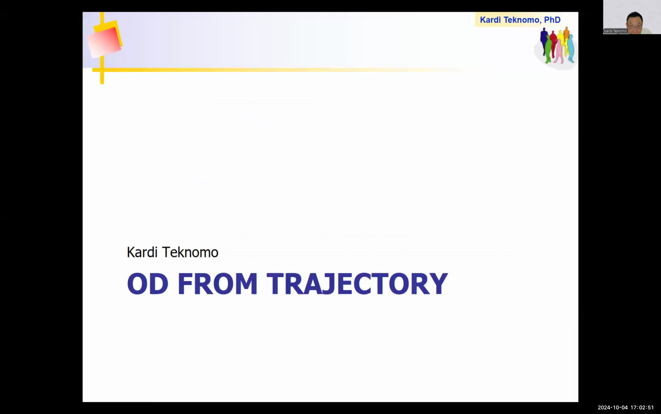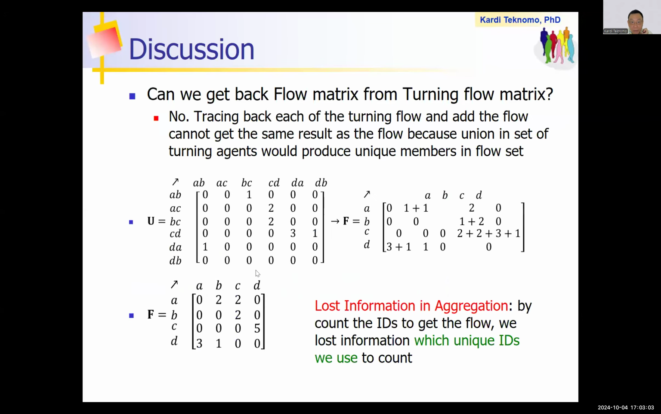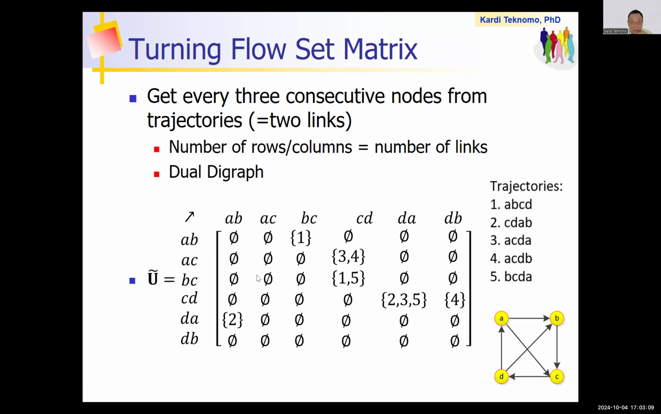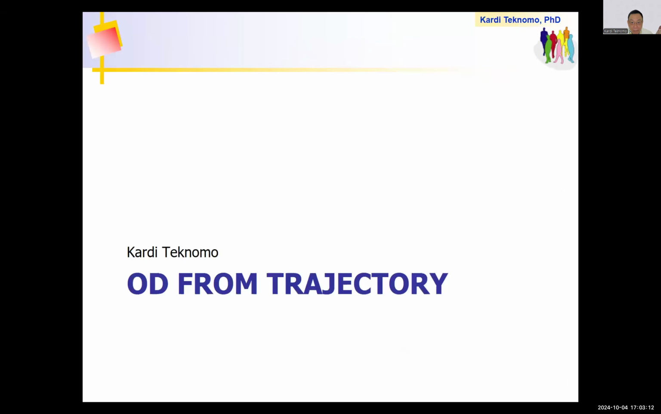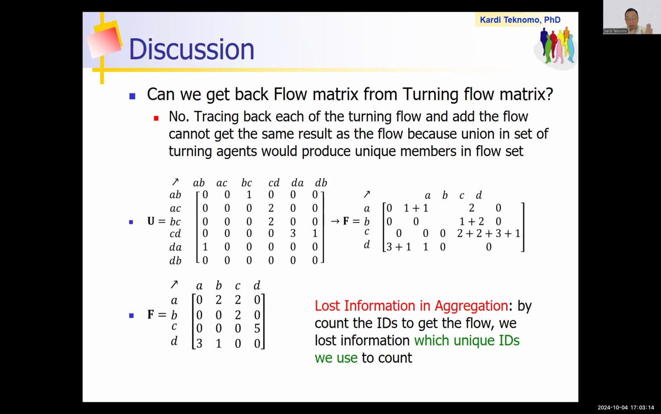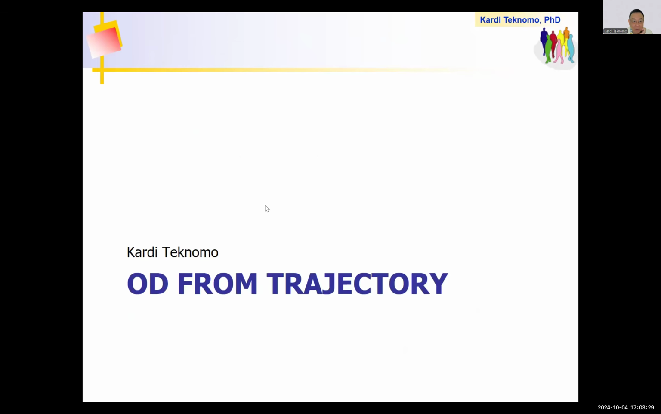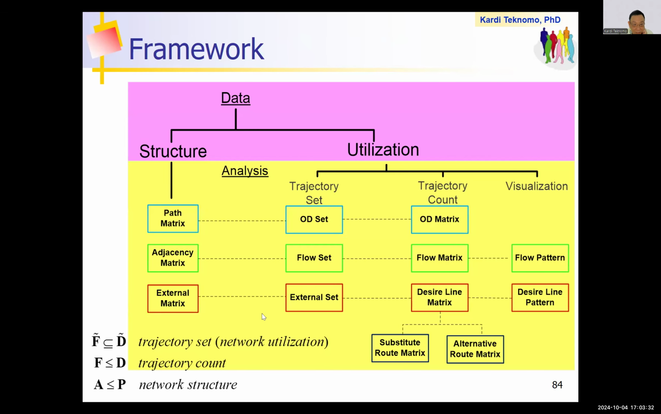Last meeting, we discussed how we can take trajectories and change them into network utilization. For example, you can get the flow matrix, you can get the turning flow matrix, the stochastic matrix, and eventually the OD, or origin destination.